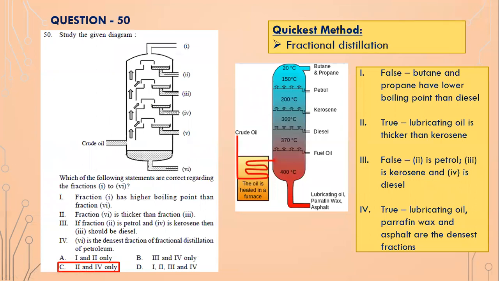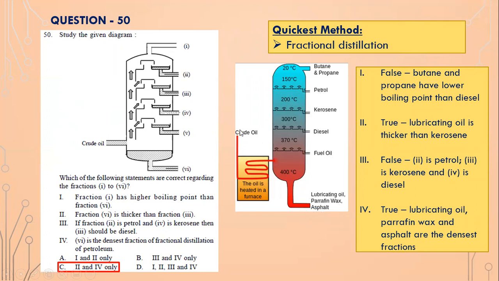Study the given diagram. Again, this diagram is fractional distillation. And what are the various components at 20 degrees? Butane and propane, isn't it? They are the lightest gases. At 100 and 150 degrees, petrol will be distilled. At 200 degrees, kerosene. At 300 degrees, diesel. And at 370 degrees, fuel oil. And at 400 degrees as well, lubricating oil, paraffin wax, and asphalt, the densest, will be collected at the bottom.